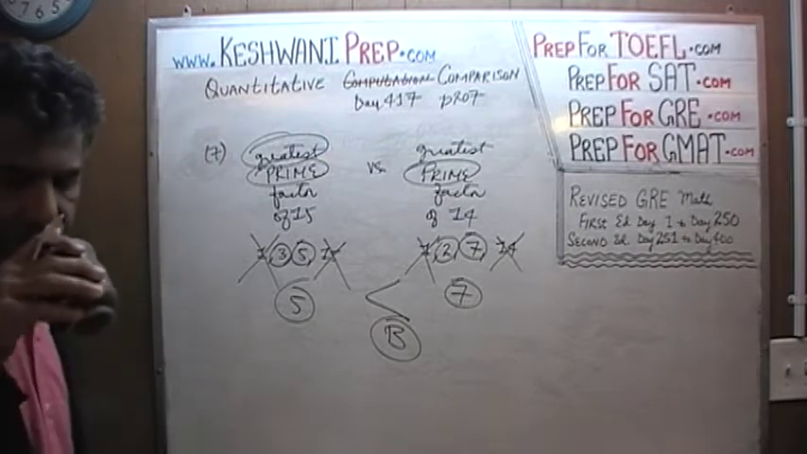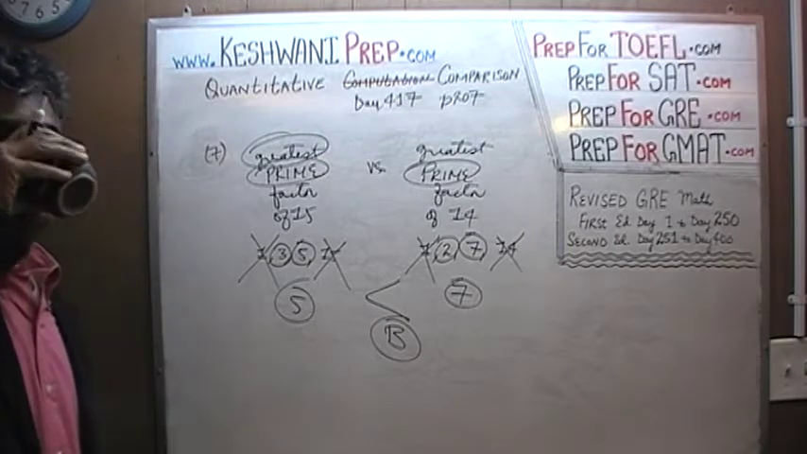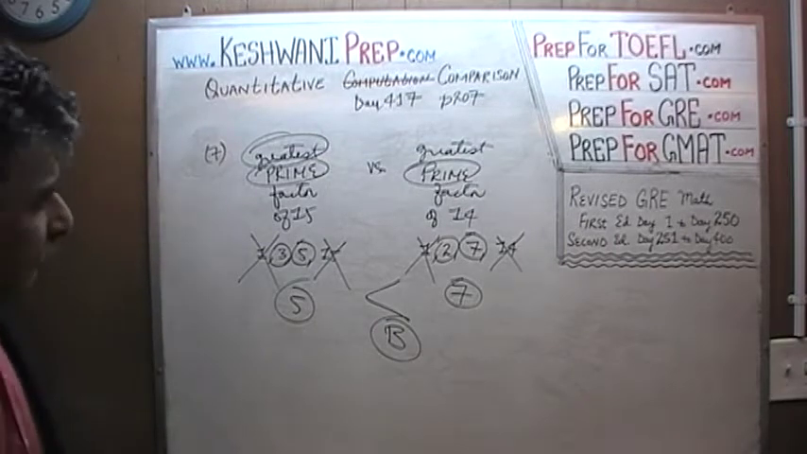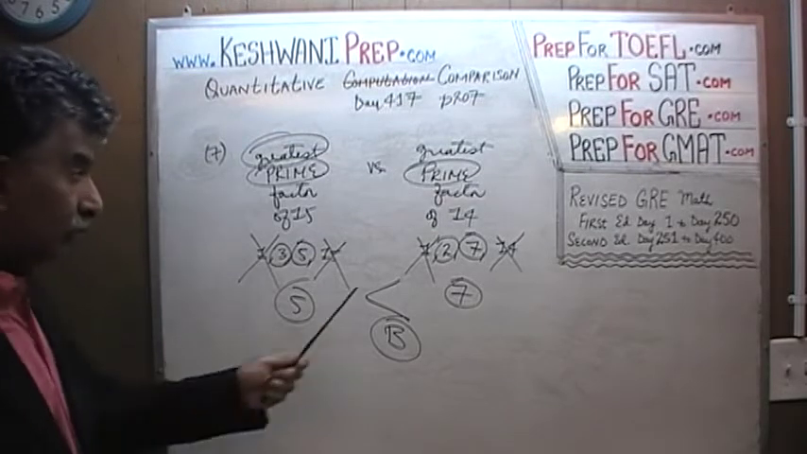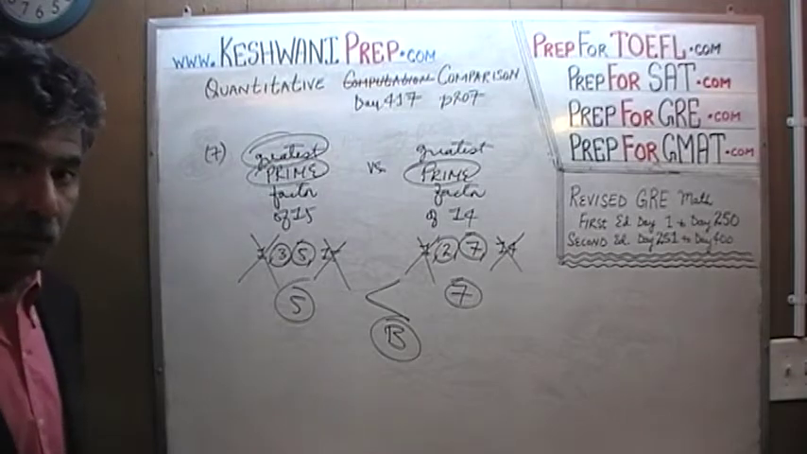Question number 8. 1 is not a prime number, you understand? 1 is not a prime number. 2 is a prime number. 2 is the only even number that's a prime number.